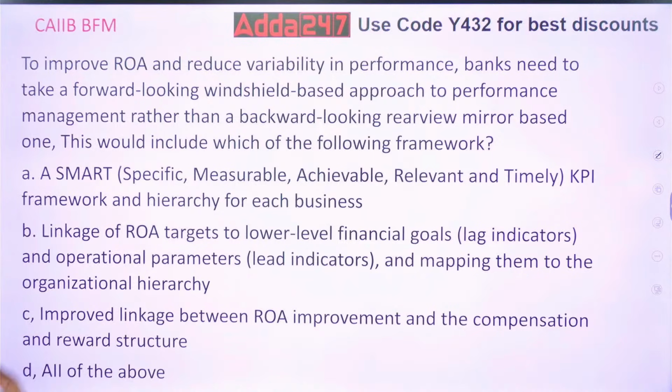SMART. What do you mean by SMART? Specific, measurable, achievable, relevant, and timely. KPI framework and hierarchy for each business. Linkage of ROI targets to lower level financial goals, lag indicators, and operational parameters, lead indicators, and mapping them to the organizational hierarchy. Improved linkage between ROI improvement and the compensation and reward structure. And all of these.